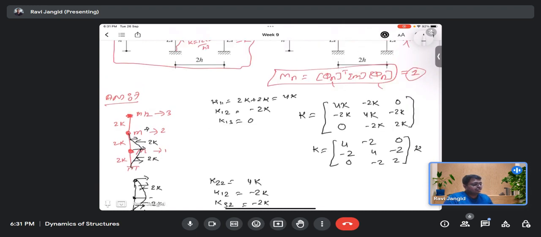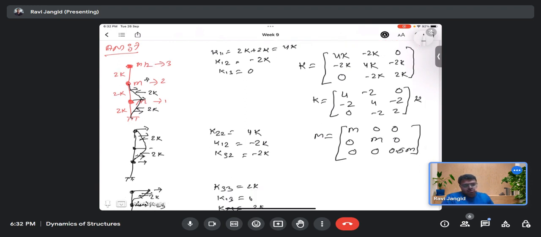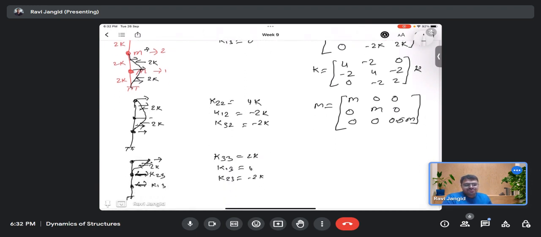Okay. Now you have the mass matrix. The mass matrix is simple. There's nothing to do with it. That is M, 0, 0; 0, M, 0; 0, 0, 0.5M. Okay. So you can find out the eigenvalues and vectors. So that would be K minus lambda M is equal to 0. That would be the mode like this.